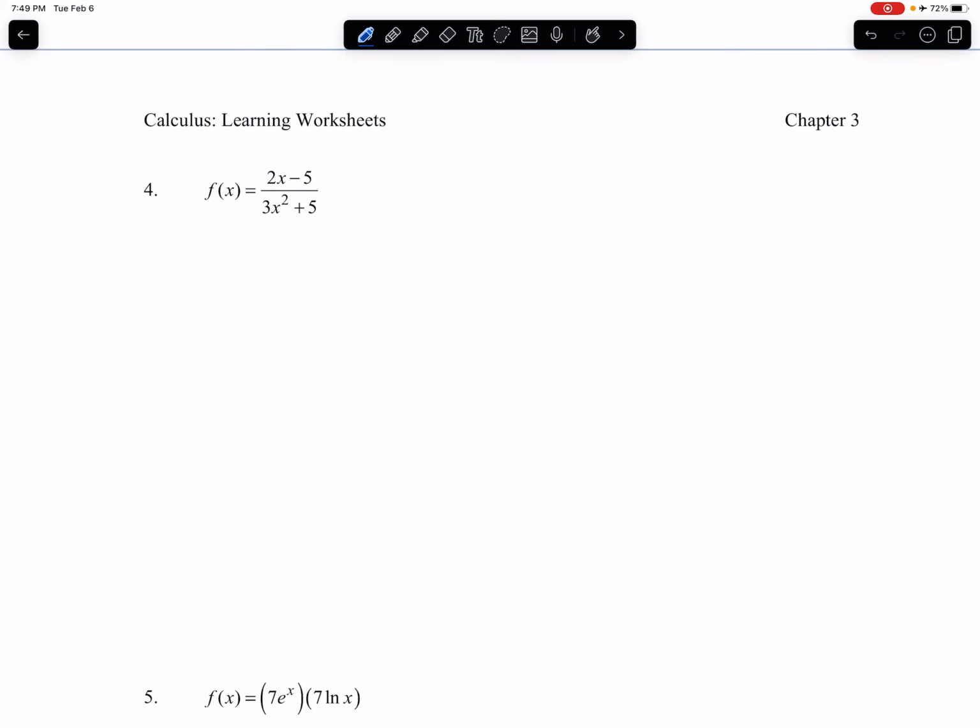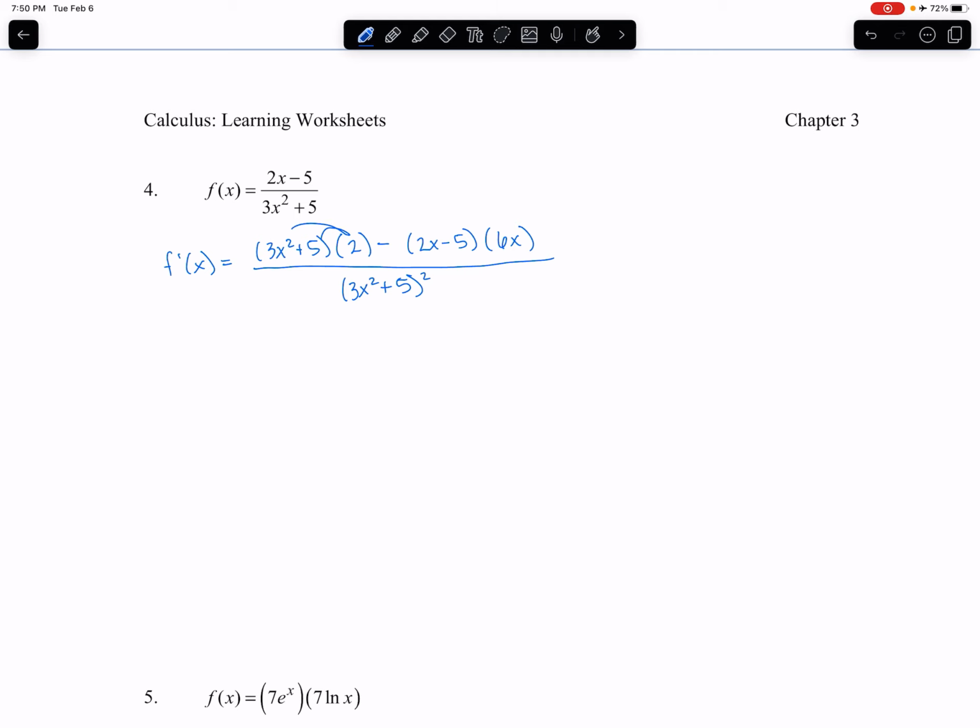2x minus 5 over 3x squared plus 5 is our function. Again, we have a quotient, so we'll use our quotient rule. Our derivative of a quotient is the bottom, 3x squared plus 5, times the derivative of the top, 2, minus the top, 2x minus 5, times the derivative of the bottom, 6x, all over the bottom squared, 3x squared plus 5 squared.